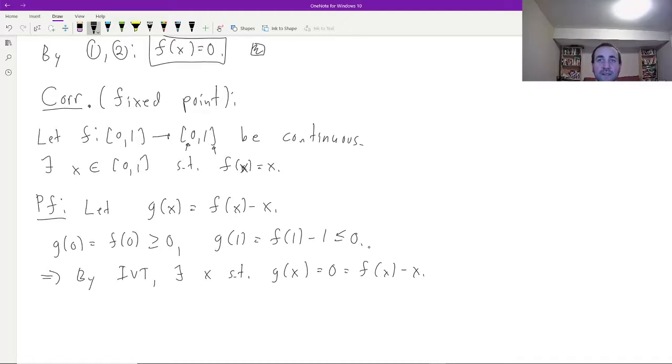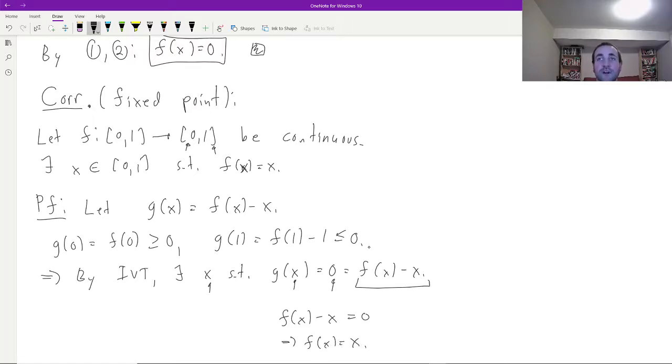And g of 0 is at least 0, g of 1 is less than or equal to 0, and so by the intermediate value theorem, there exists some intermediate value x between 0 and 1, so that g of x is actually equal to 0. But of course, g of x is also equal to f of x minus x, so that means that f of x minus x is equal to 0, and so in particular, f of x is equal to x.